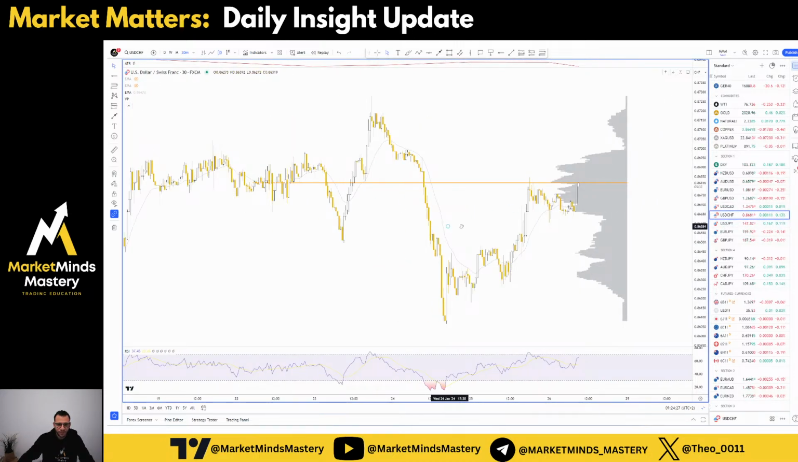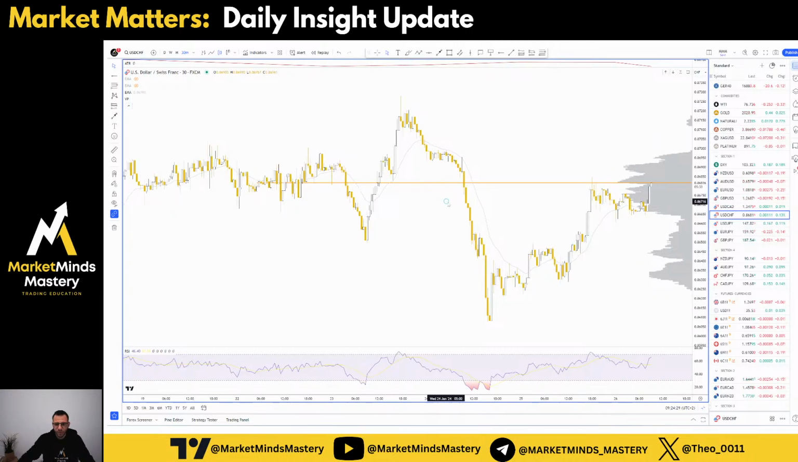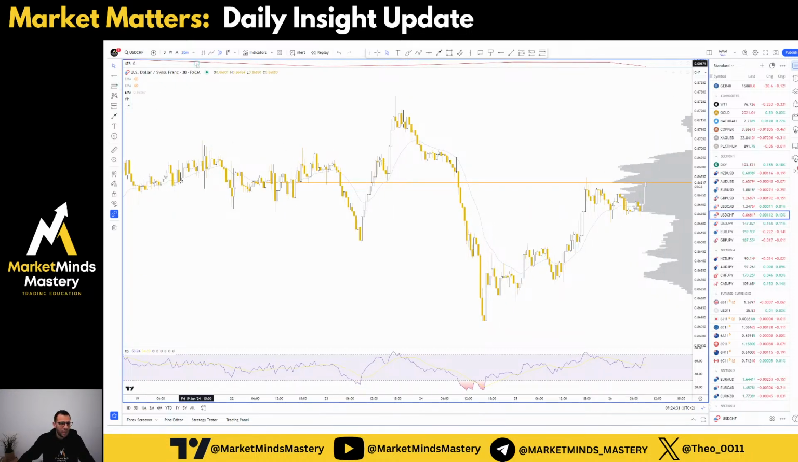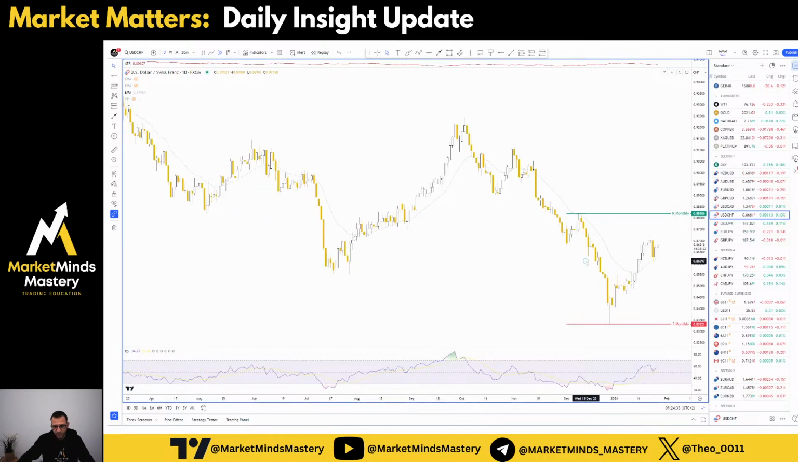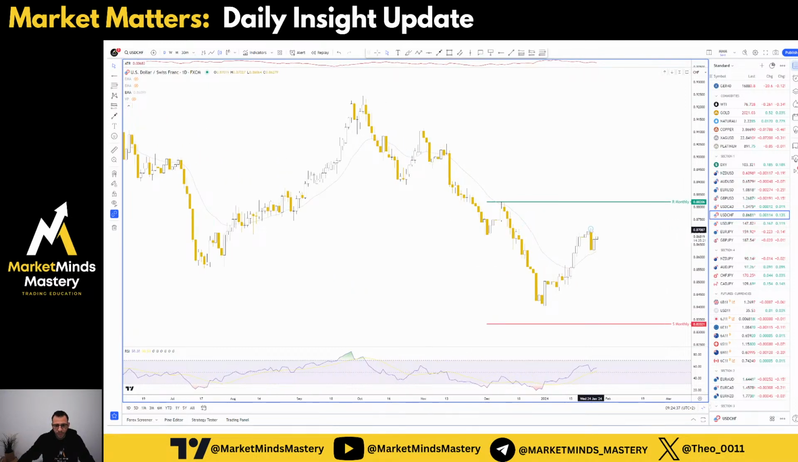USD JPY, if you prefer to stay on the lower time frame, and you're going to look at the 30-minute chart to trade, please try to grab your levels from the higher time frame. Ideally, the daily chart is preferable rather than the 4-hour chart to grab the levels.